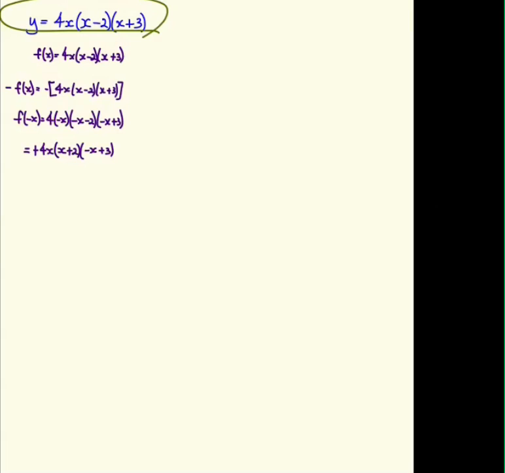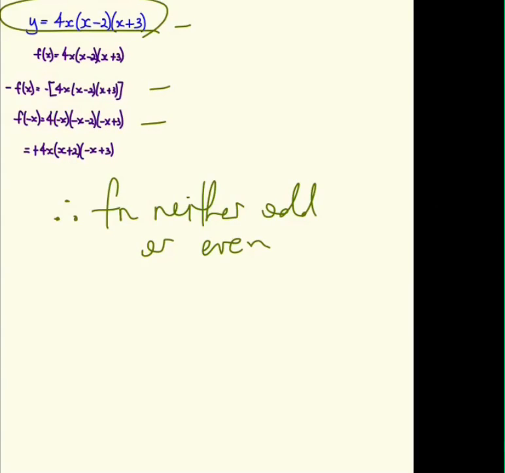So negative f of x is not equal to f of x, and negative f of x is not equal to f of negative x. None of these things are the same. So we can simply say at that point this function is neither odd or even.